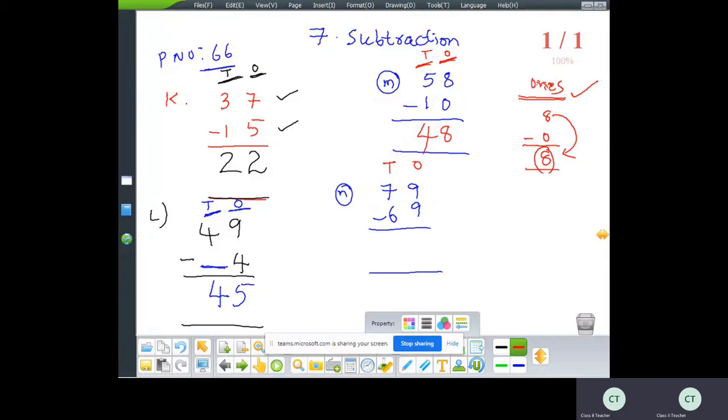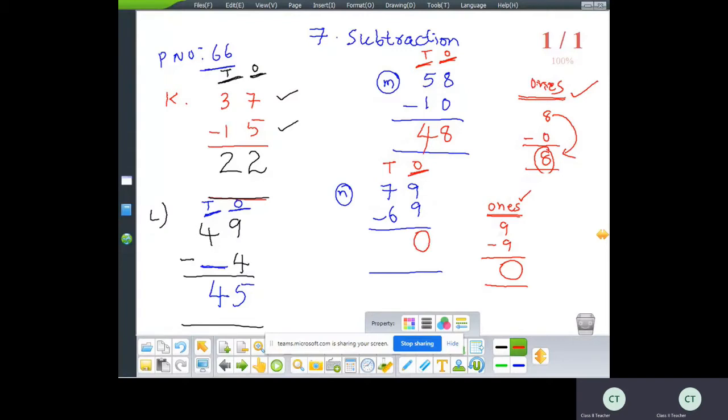69 is a smaller number than 79. First we do subtraction on the one place. The digits in the one place are 9 and 9. 9 minus 9. Subtraction of the same digits, we get 0. 9 minus 9 equals 0. This answer 0 we write in the one place.